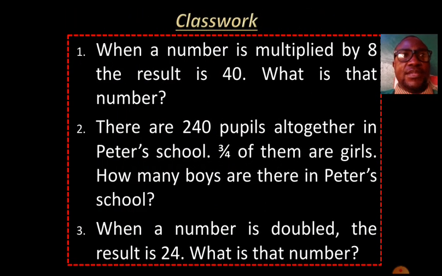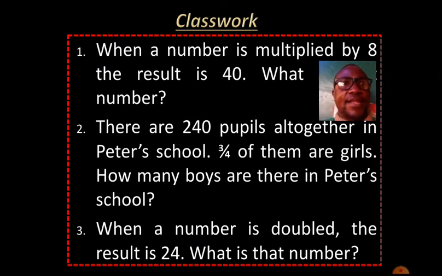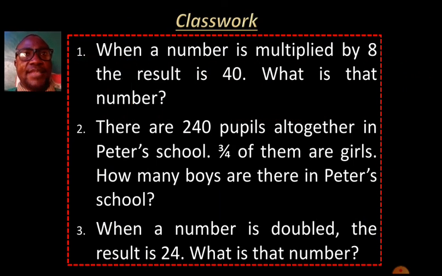Now, it is time for class exercise. Here, there are 3 exercises which you are going to solve for me. So let's read the questions. When a number is multiplied by 8, the result is 40. What is that number? That is number 1.